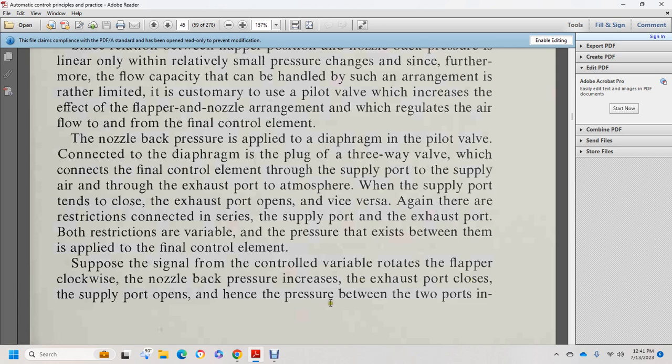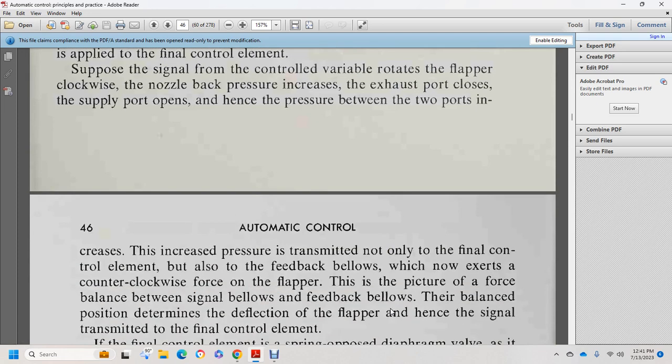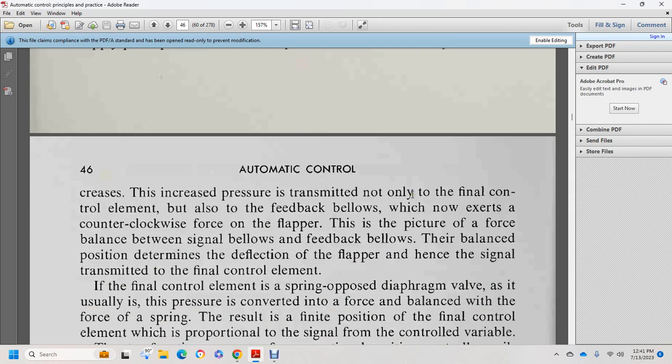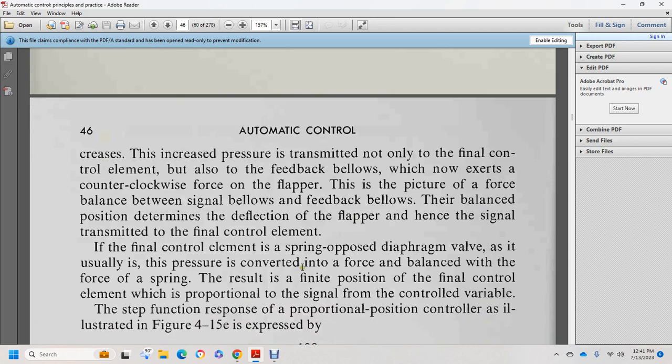Supply port open, the hinge with the pressure between the two ports increases. The increased pressure is transmitted not only to the final control element but also to the feedback bellows, which now exerts a counterclockwise force on the flapper. A force balance is reached between the signals below the feedback bellows, balancing the position of the terminal deflection of the flapper and the signal transmitted to the final control element.